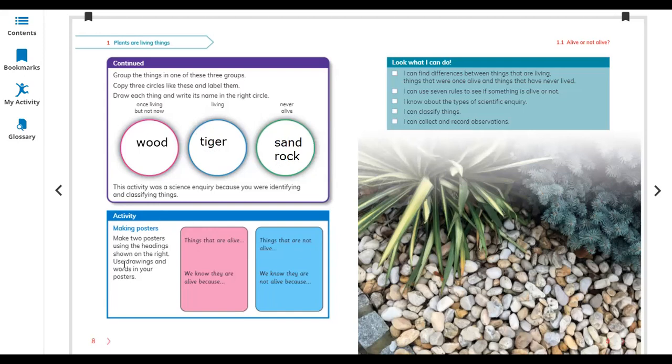After this, we have another activity. Things that are alive, we know they are alive because, if you know the seven rules, we can say it can move, it has senses, the different seven rules we can say. Like this, we know about the things that are living or alive. So what can I do? I can find differences between things that are living, alive or not alive. Okay, after this lesson.